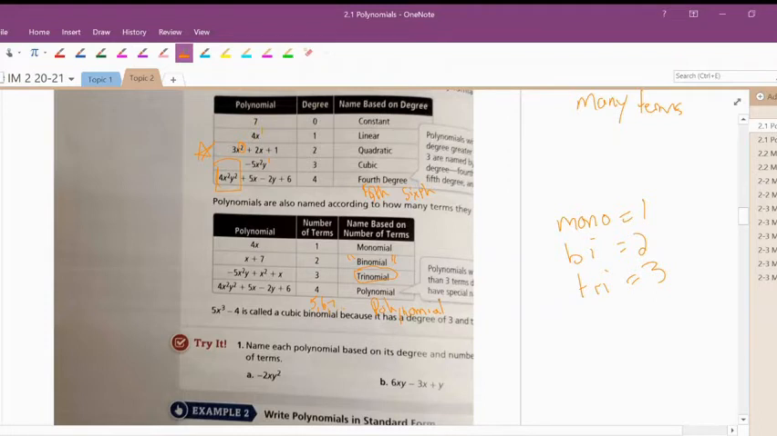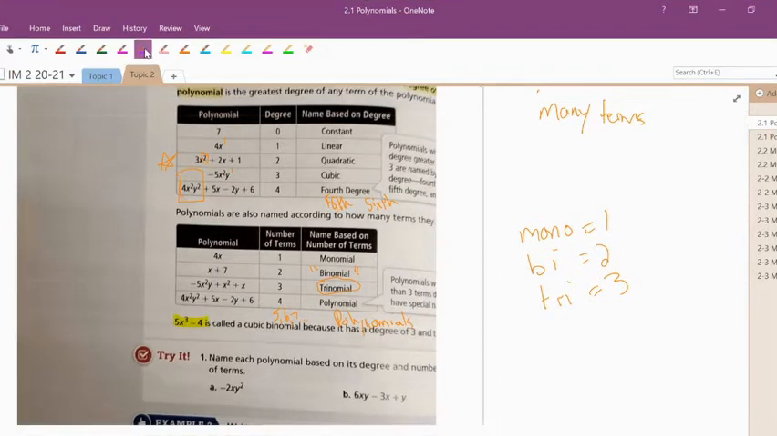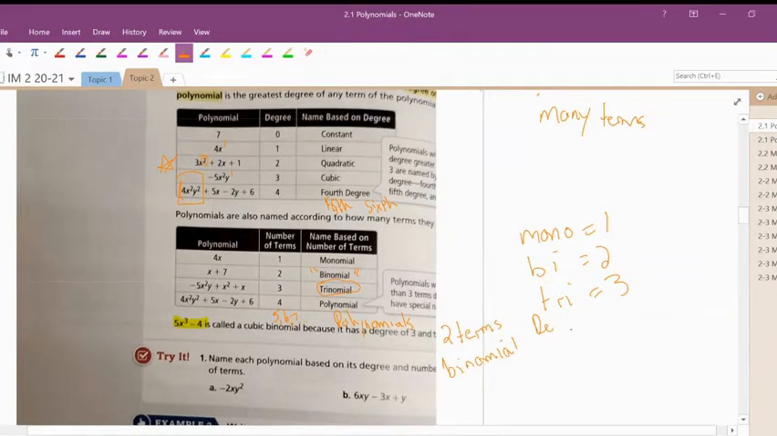So if we're looking at 5x cubed minus 4, well, we can name it 2 different ways. First, it's got 2 terms, so it's a binomial. Second, the degree of the whole polynomial, we're looking at that 5x cubed. The highest degree is 3, so it is cubic. So it has it here, cubic binomial.